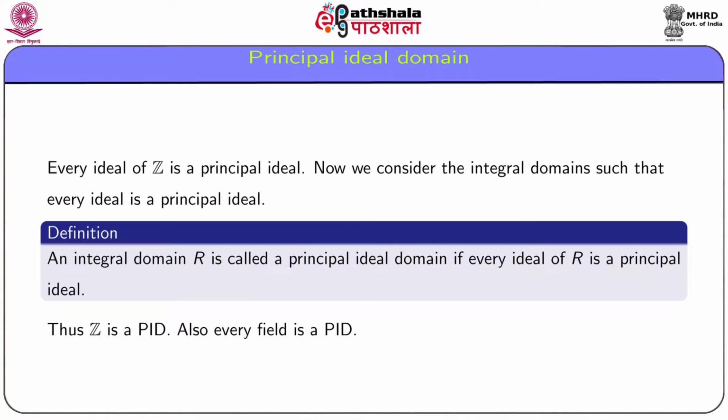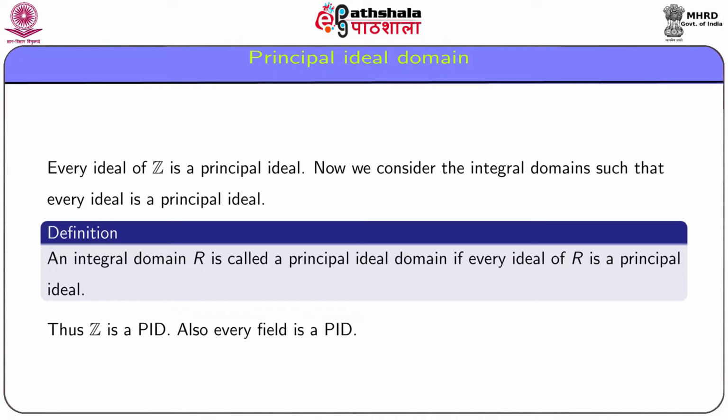Now, we define principal ideal domain. Already I have defined principal ideal ring, that is a ring in which every ideal is a principal ideal, that is generated by a single element. So, naturally the definition of a principal ideal domain will be an integral domain in which every ideal is a principal ideal.